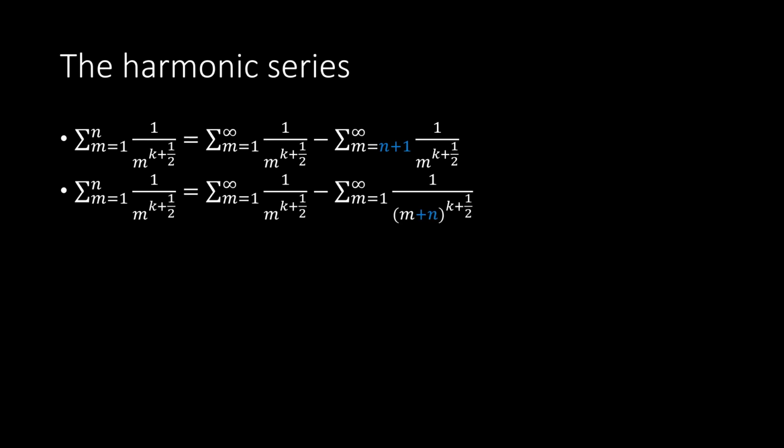This is really easy to reformulate. I mean, if we start at n plus 1, we can also start at 1 and just add n to the iterated variable inside the sum. So if we have m plus n, or if we start with m at n plus 1, it's basically the same. We just swapped indices. But this does mean a lot.